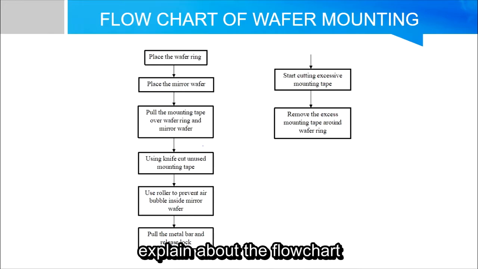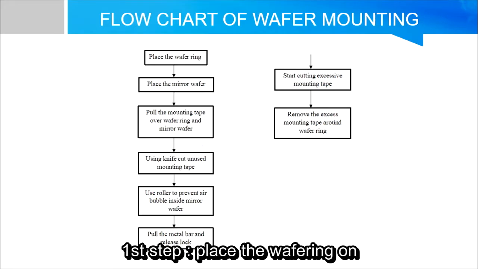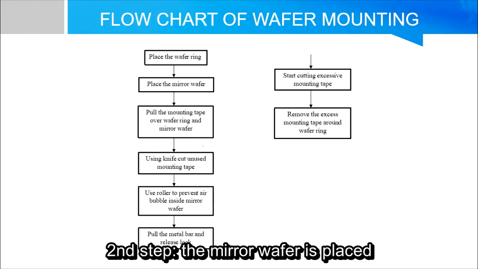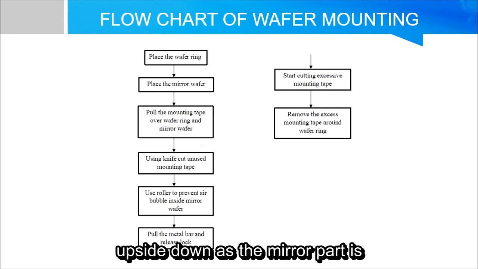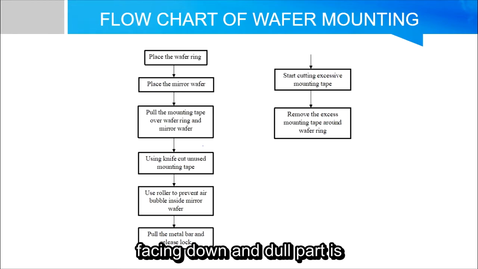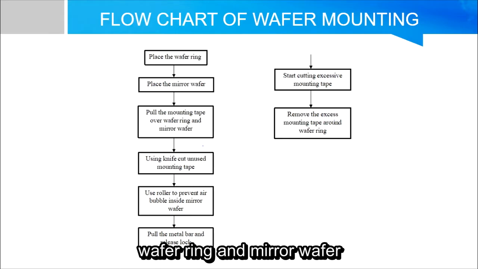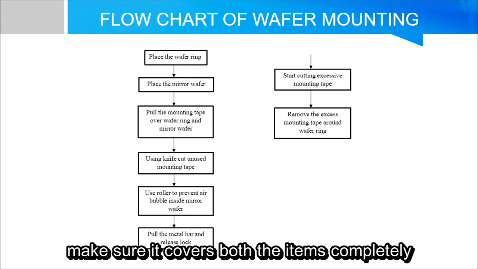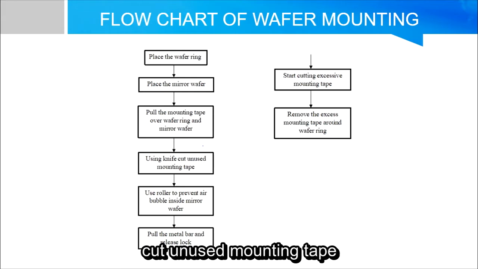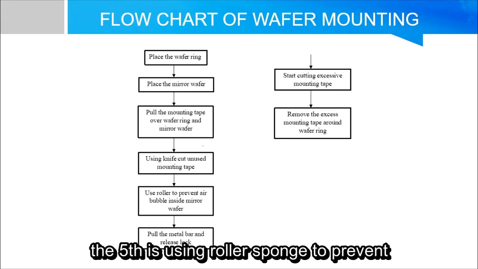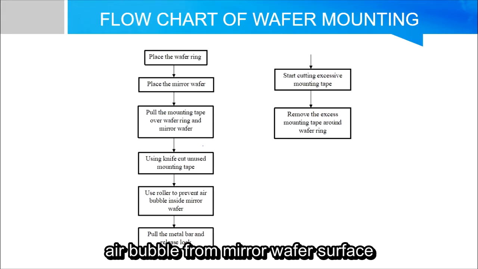Next, I would like to explain the flow chart involved in the mounting process. First step, place the wafer ring on the mounting machine. Second, the mirror wafer is placed upside down, with the mirror part facing down and the dull part facing upwards. The third step is to pull the mounting tape over the wafer ring and mirror wafer. Make sure it covers both items completely. The fourth step is using a knife to cut unused mounting tape at the end of the mounting tape. The fifth is using the roller sponge to prevent air bubbles on the mirror wafer surface.